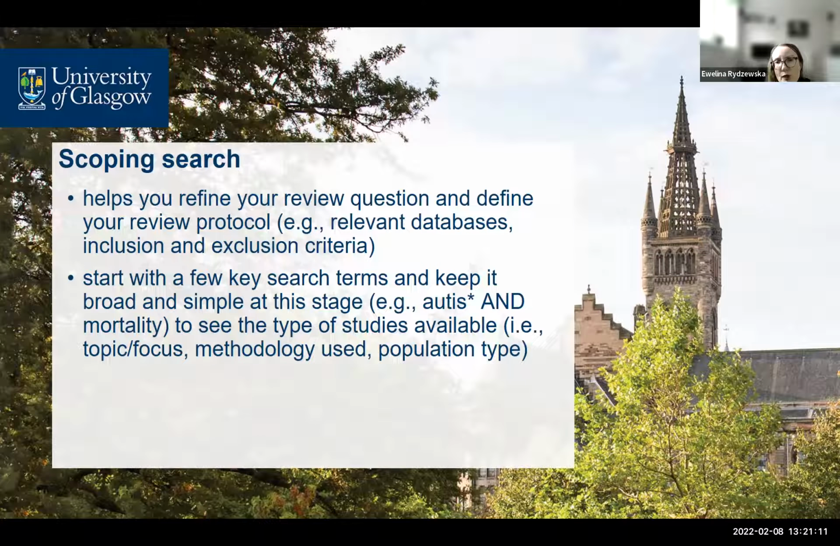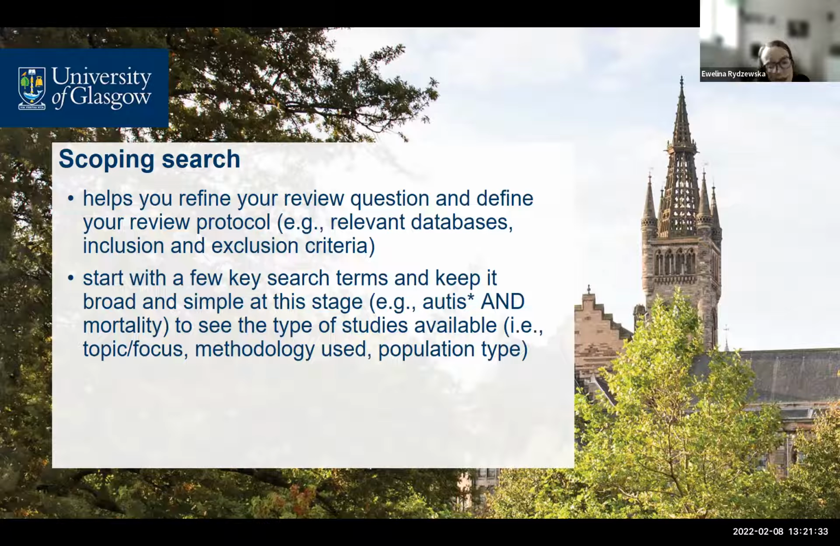And to do a scoping search, you can obviously go to those sources that I mentioned before, like Google Scholar or Prospero, for example. And you can just type in some very simple, basic terms that are to do with your topic of interest.